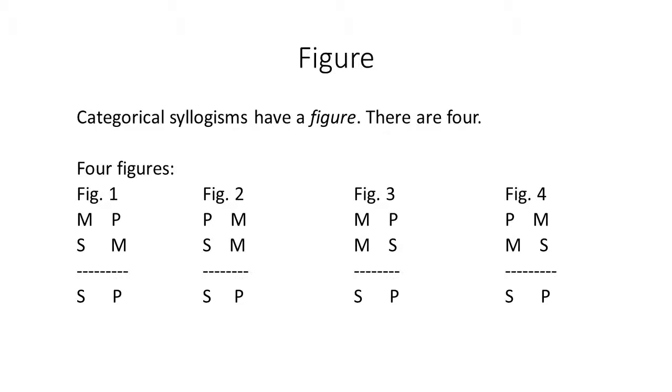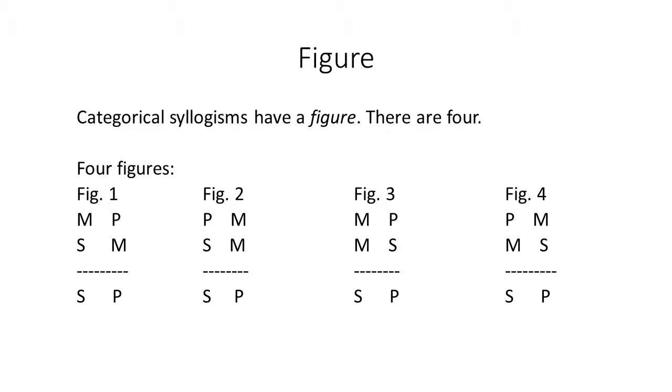What's happening in figure 3? Try to explain it, maybe aloud or to yourself. Well, what it's showing is that the middle term, M, comes before the predicate term of the conclusion, that is the major term. And then finally in figure 4, it's showing that the predicate of the conclusion, that is the major term, comes before the middle term.